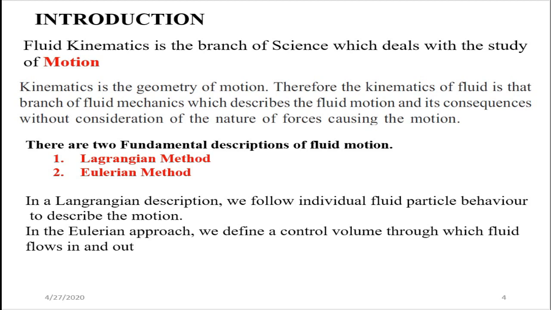There are two fundamental approaches to describe the fluid motion: the Lagrangian method and the Eulerian method. In the Lagrangian method, it requires the individual particle behavior to describe a fluid flow. We follow individual fluid particle behavior to describe motion in the Lagrangian description. In the Eulerian approach, we define a control volume through which fluid flows in and out.